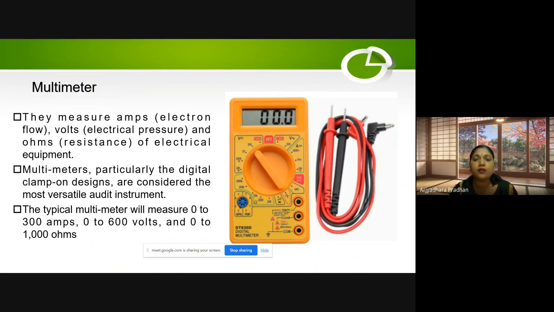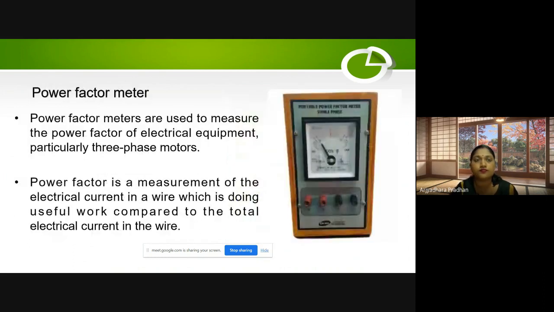Multimeters, particularly the digital clamp-on designs, are considered more versatile audit instruments, and they measure in ranges like 0 to 300 amperes for current, 0 to 600 volts for voltage, and 0 to 1000 ohms for resistance. By using a rheostat we can vary the resistance, but we can measure the resistance with the help of a multimeter. So mostly for measuring resistance also, multimeters are used.